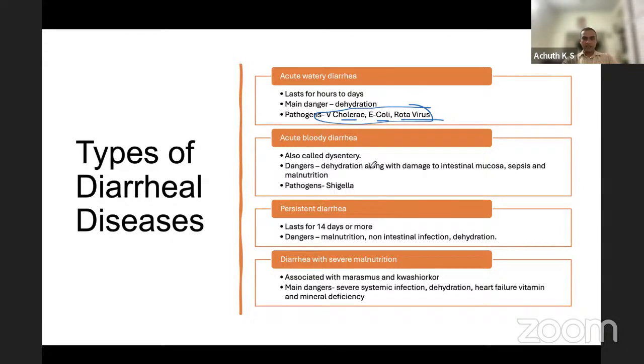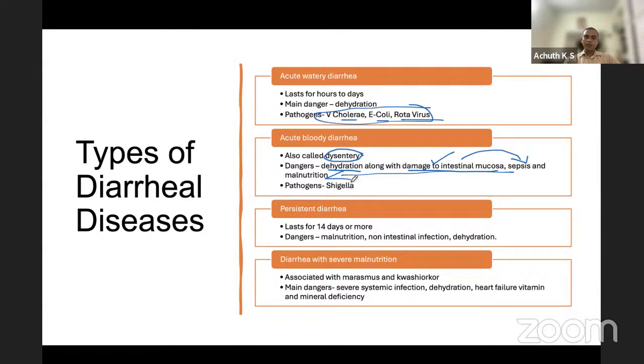Acute bloody diarrhea is also called dysentery, which we know as blood in stools. What are the dangers of this acute bloody diarrhea? It is not just dehydration. Along with this, we have damage to the intestinal mucosa. That is why we are getting blood in the stools. The damage to the intestinal mucosa can lead to sepsis, and again it leads to malnutrition. This is one of the dangerous things which happens in acute bloody diarrhea.